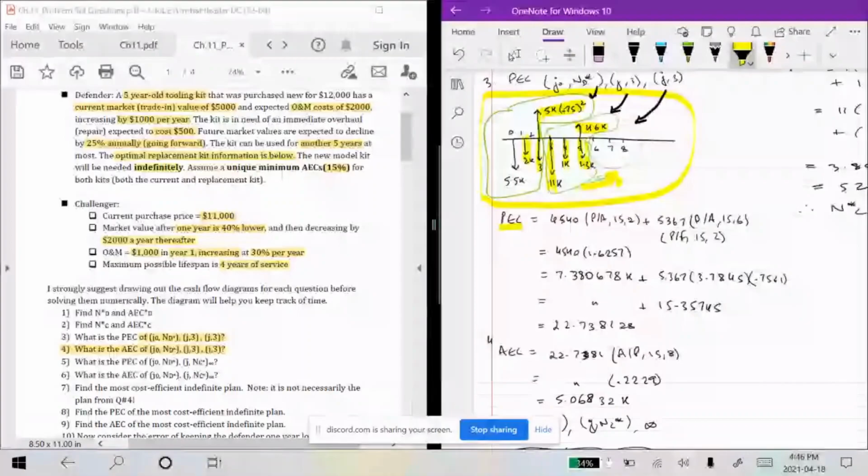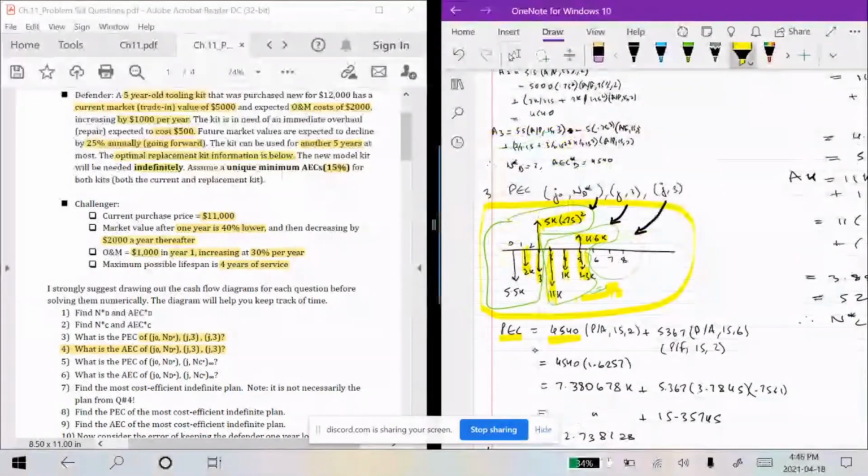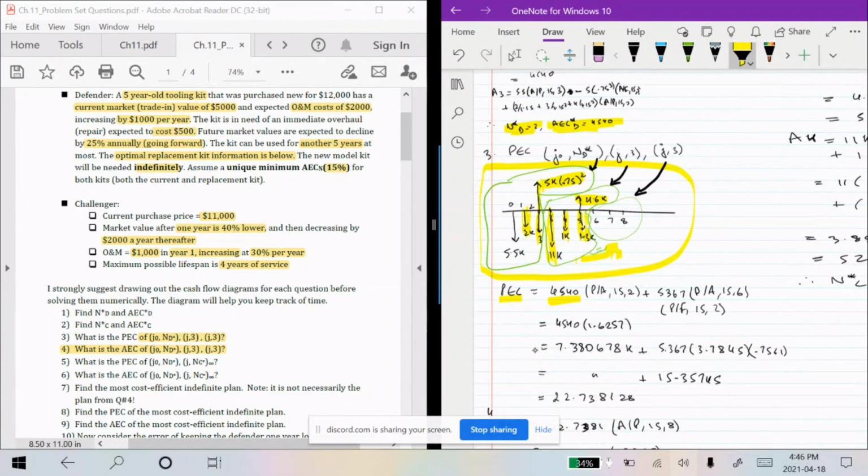So what you do is you take 4540, and the way I got 4540 is because the AEC of the defender, the annual cost for the defender, is 4,540. The defender is going to be used for 2 years, ND star. So this is the annual cost. I said find P given A, and this would give me the value in V0. I do that for the challenger.